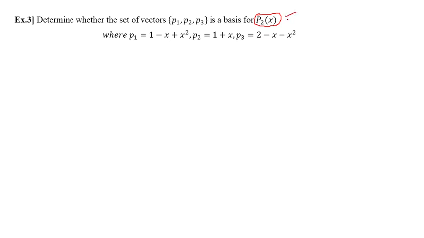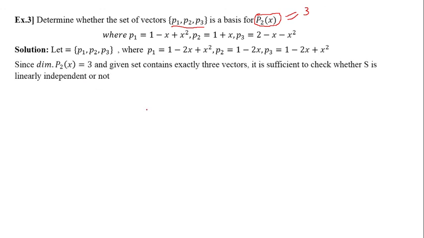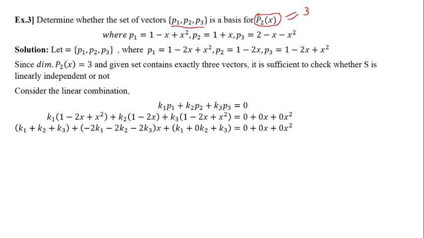What is the dimension of P2(x)? The dimension of Pn(x) is n + 1. What is n here? n is 2, so the dimension of P2(x) is 3. Now the given vectors are 3, so it is sufficient to check whether the given vectors are linearly independent or not. Consider the linear combination k1p1 + k2p2 + k3p3 = 0. This 0 will be the zero polynomial in P2.